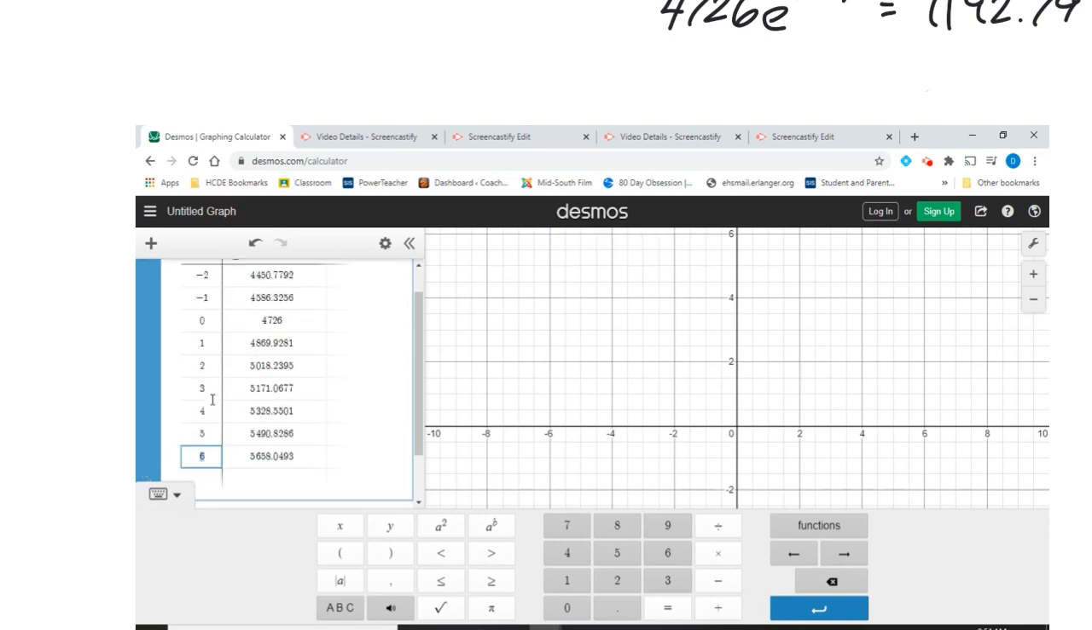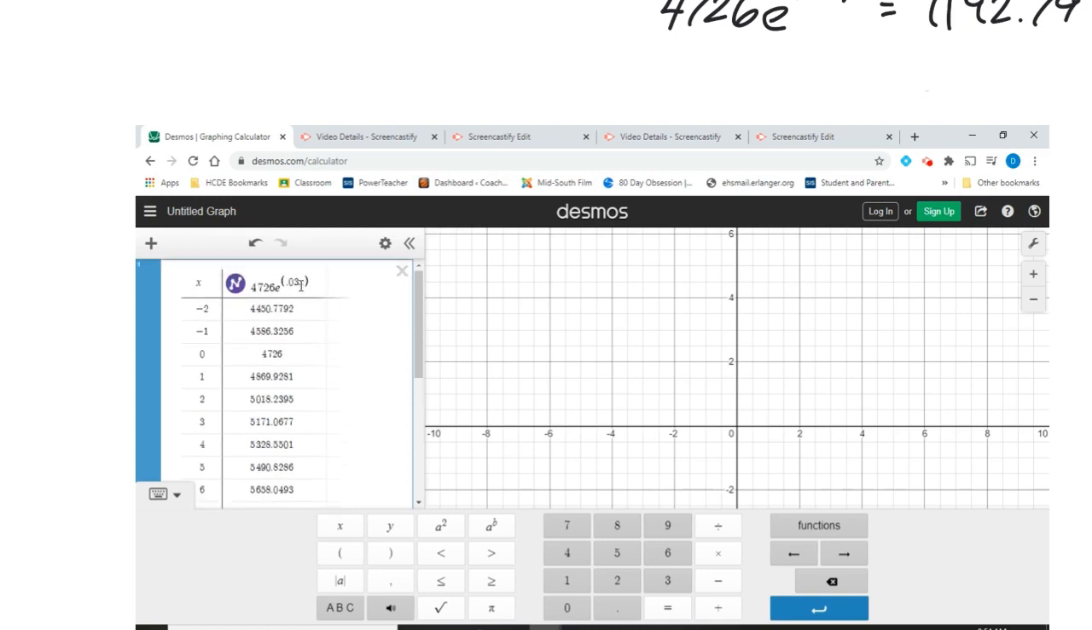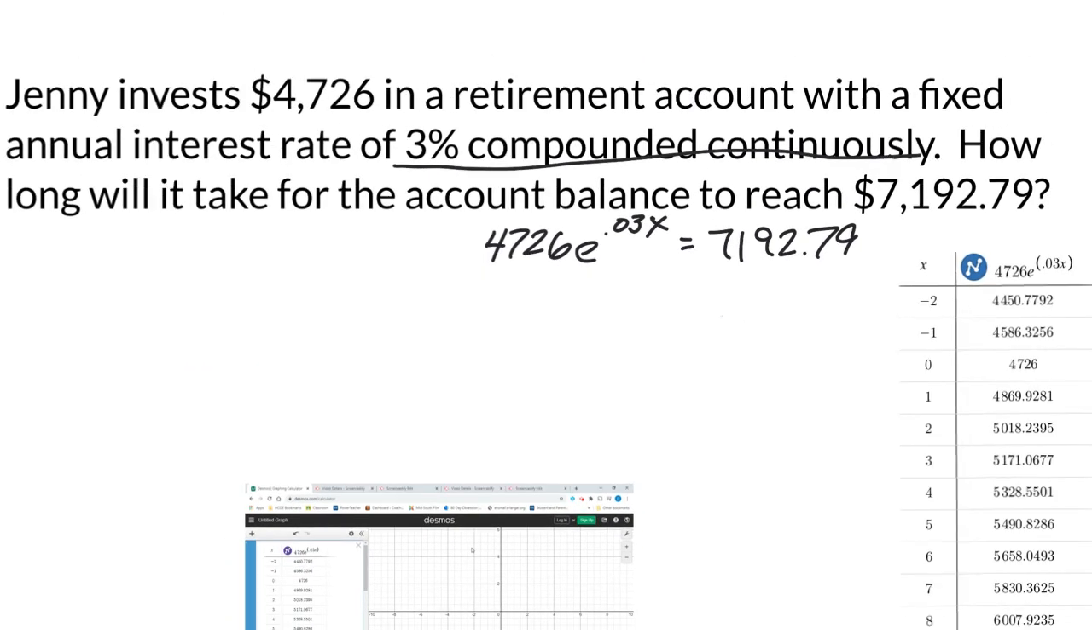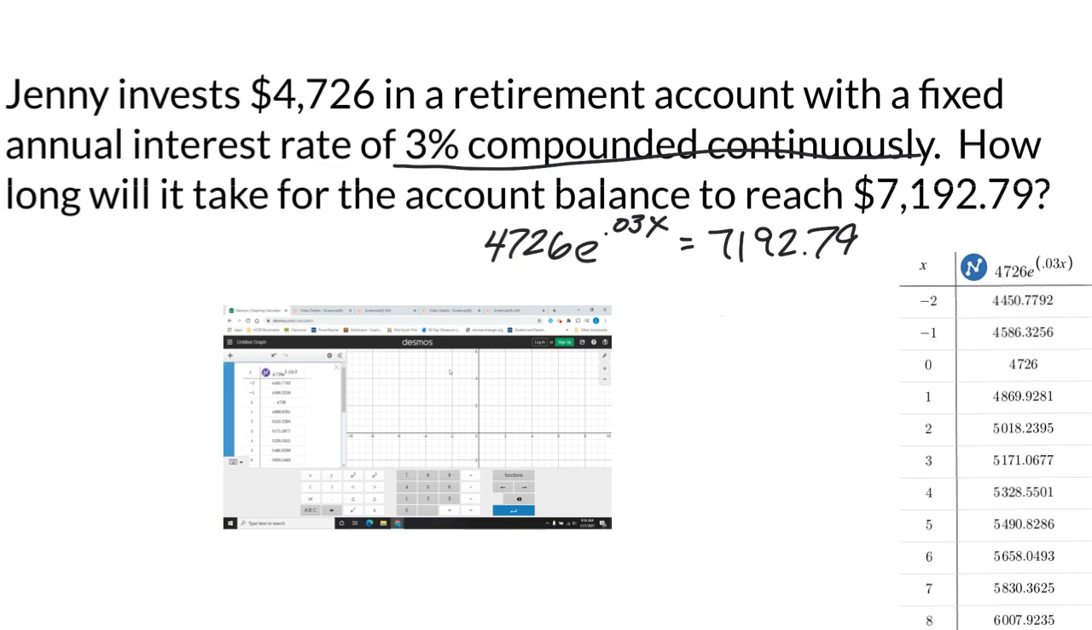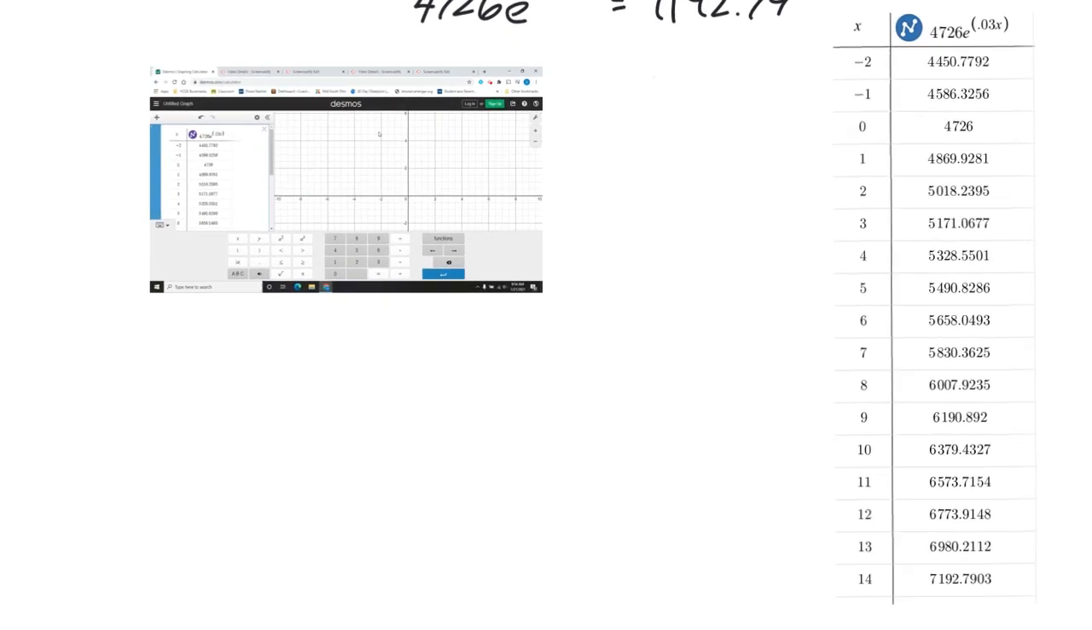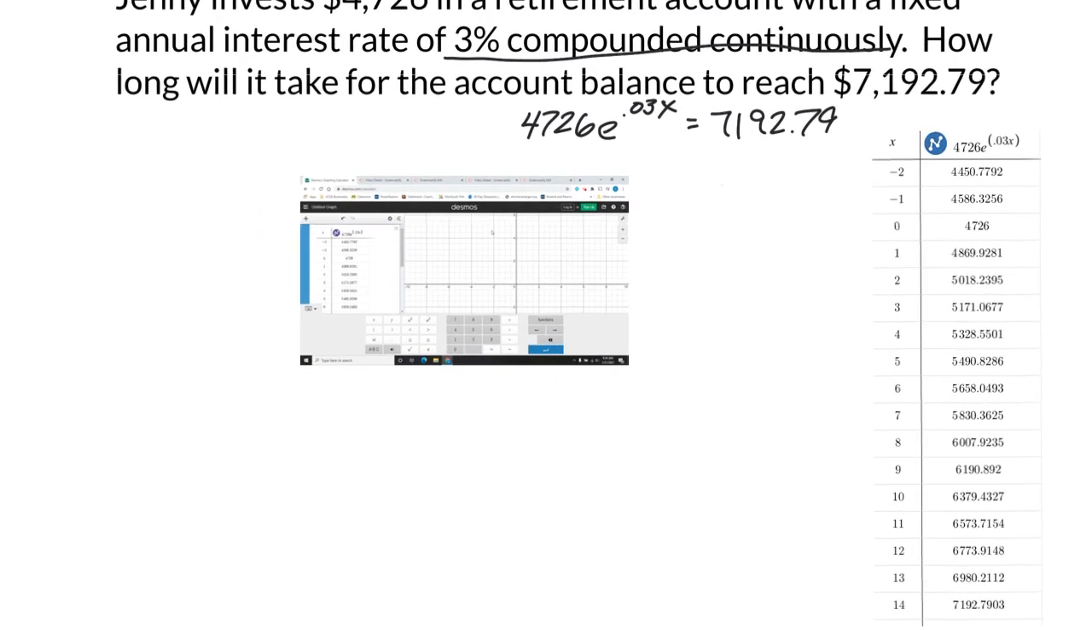5 years, 6 years, we're still not there. 7, 8, 9, and again, we're trying to get to the 72 number, or 7192, and there it is. So we would type in our equation, and since we don't know the time, we leave the spot open for time. So you'll notice also I kept my table over here to the right, and then you can see and locate your answer. All right, one more.